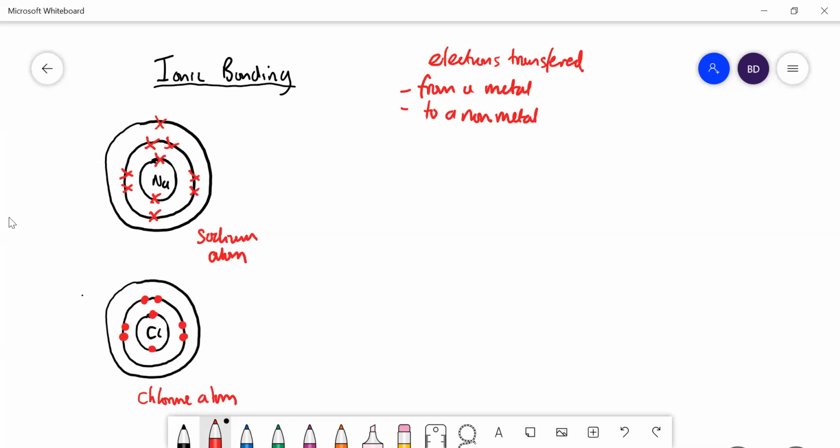Now I'm drawing these ones as dots. Are they any different to the sodium electrons? Obviously they're not. It's just to show you where they come from. And so that means you've got 7 in the outer shell. So you can see that chlorine really wants to gain 1 extra electron so it can have noble gas electronic configuration. So let's see what happens when they react then.